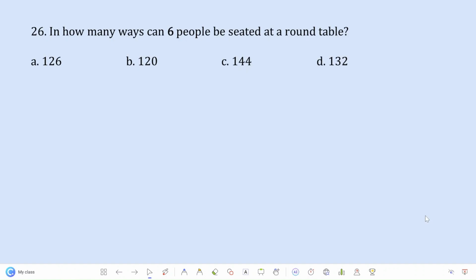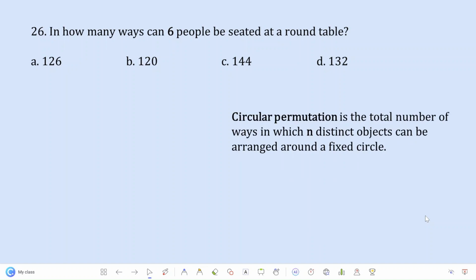So first question, this is item number 26. In how many ways can 6 people be seated at a round table? Is it A, 126, B, 120, C, 144, or letter D, 132? This question actually is a permutation problem. So this is a circular permutation.